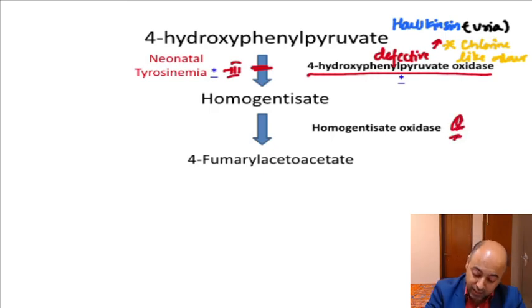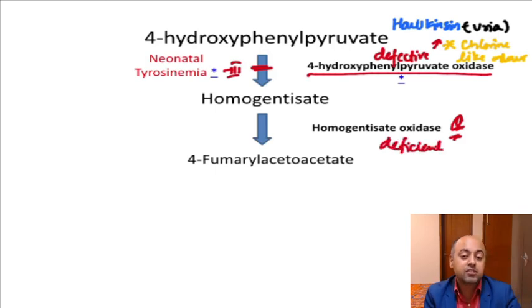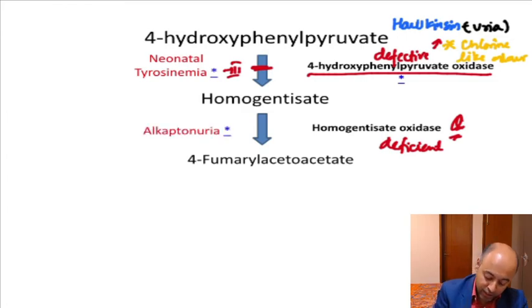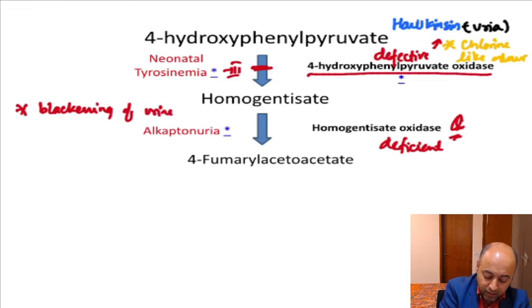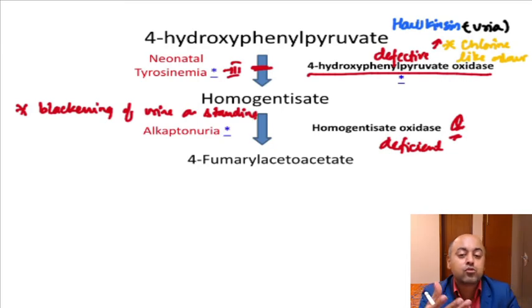In some individuals, again, this enzyme may be deficient. When the deficiency is there, we get the condition called alkaptonuria. The classical feature in alkaptonuria is blackening of urine on standing. If you leave the urine in a tube exposed to the air, after some time it will acquire a black color. So blackening of urine on standing is the characteristic pathognomonic feature of alkaptonuria.